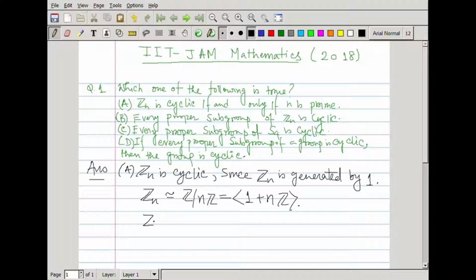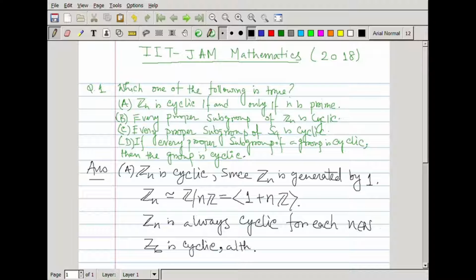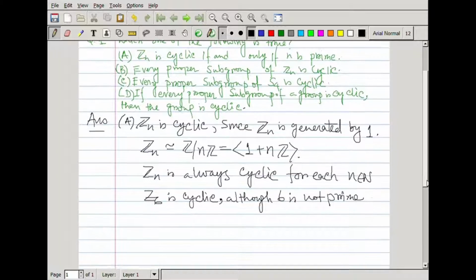So Zn is always cyclic for each n. So this statement says that if and only if n is prime, this is false, because Z6 is cyclic, although 6 is not prime. This shows option A is false.